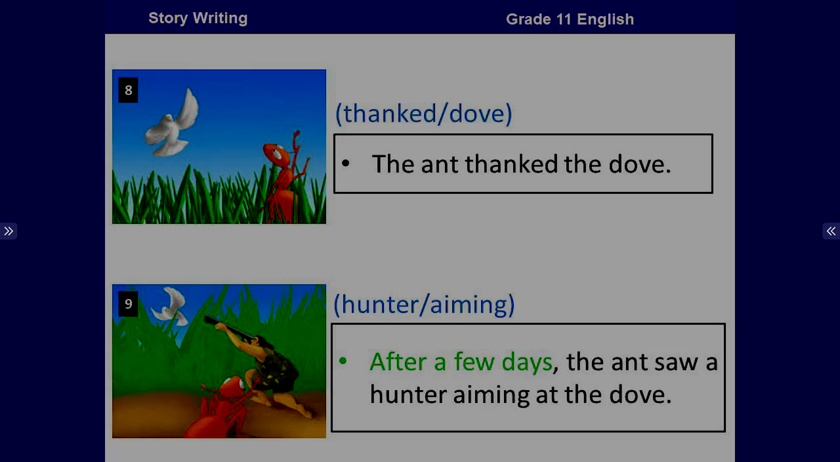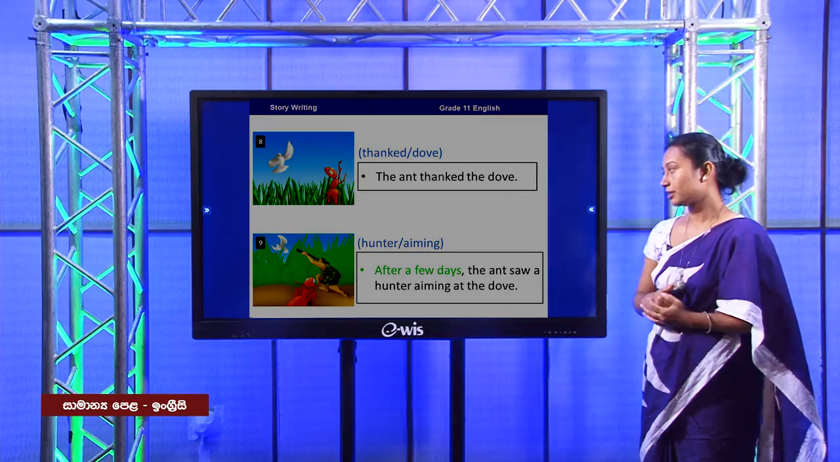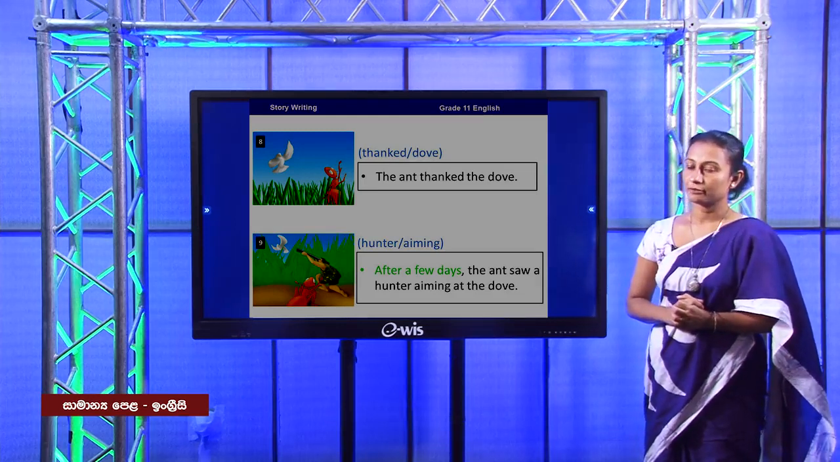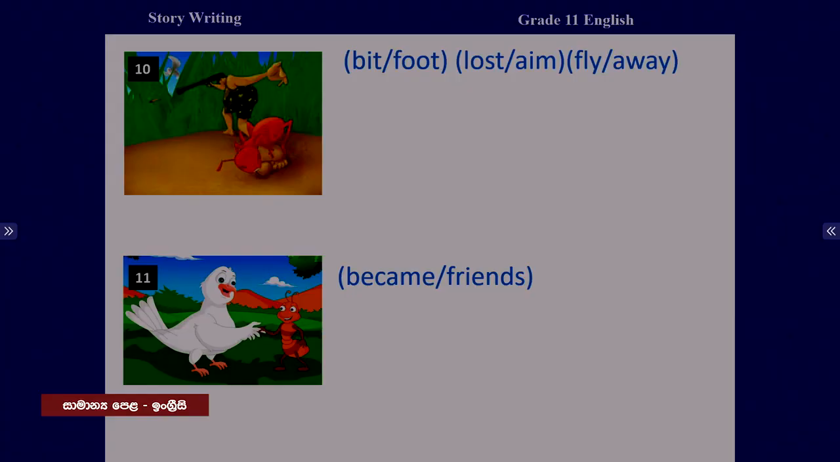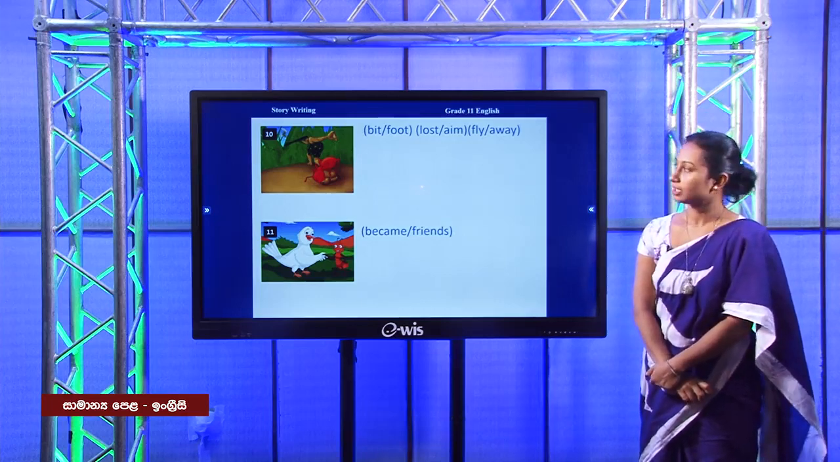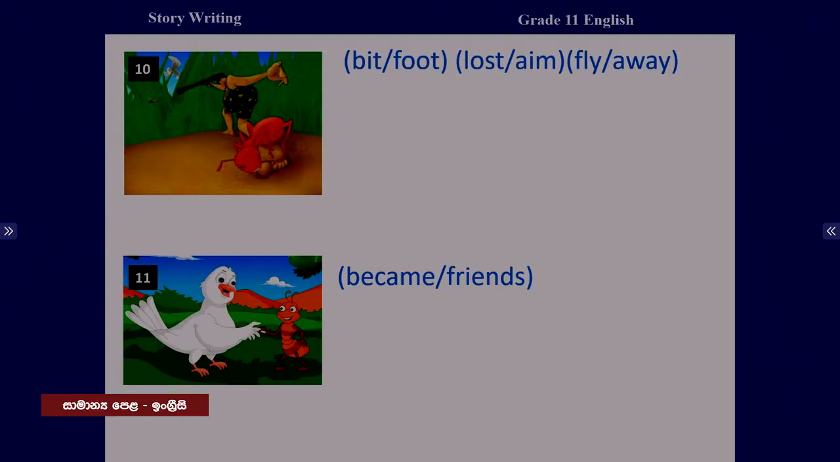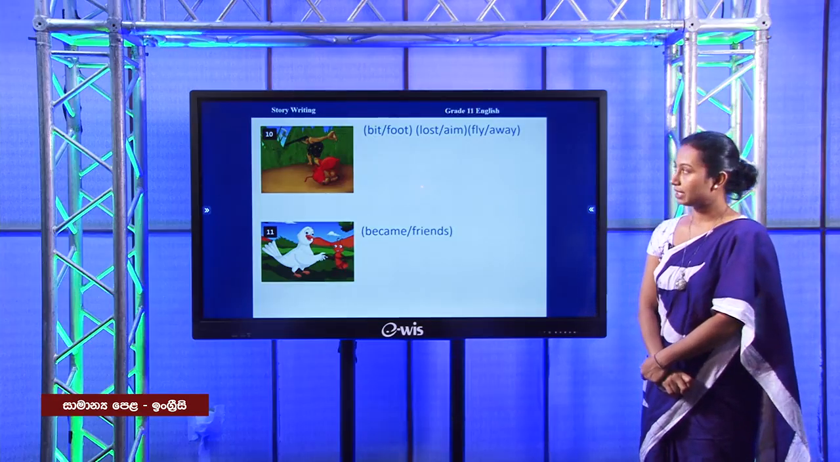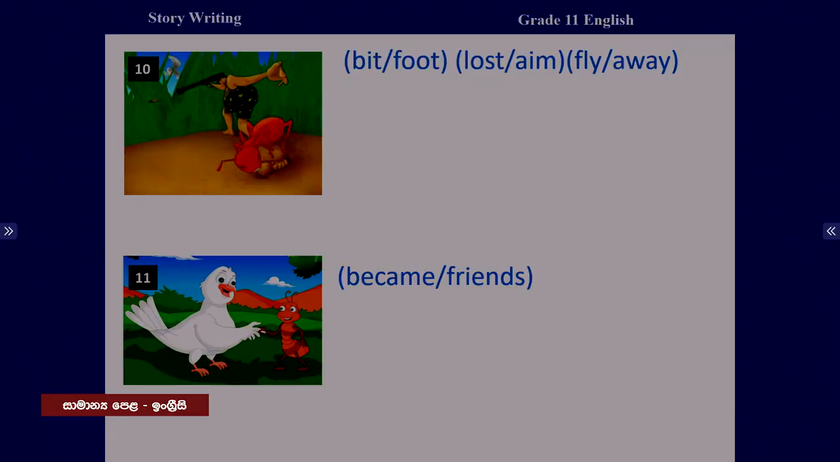Remember the story map? So in the story map there is a problem and the solution. So here there is the second problem and this happened after few days. That's why I included the phrase after few days. In the next picture you can see the ant is biting the foot of the hunter, and in the last picture you can see the ant and the dove have become friends. You can write your sentences now.